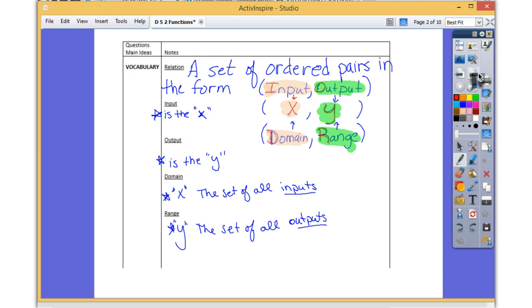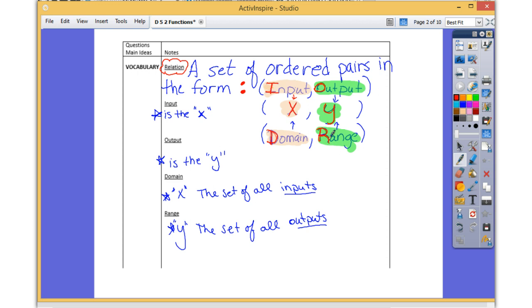First of all, a relation, and I want you to write all this down, please. If it's up here, please put it in your notes. We're talking about a relation. That is a set of ordered pairs in the form, it could be this, input and output, that could be your form. We know it well as X and Y. Or it can be your domain and your range.